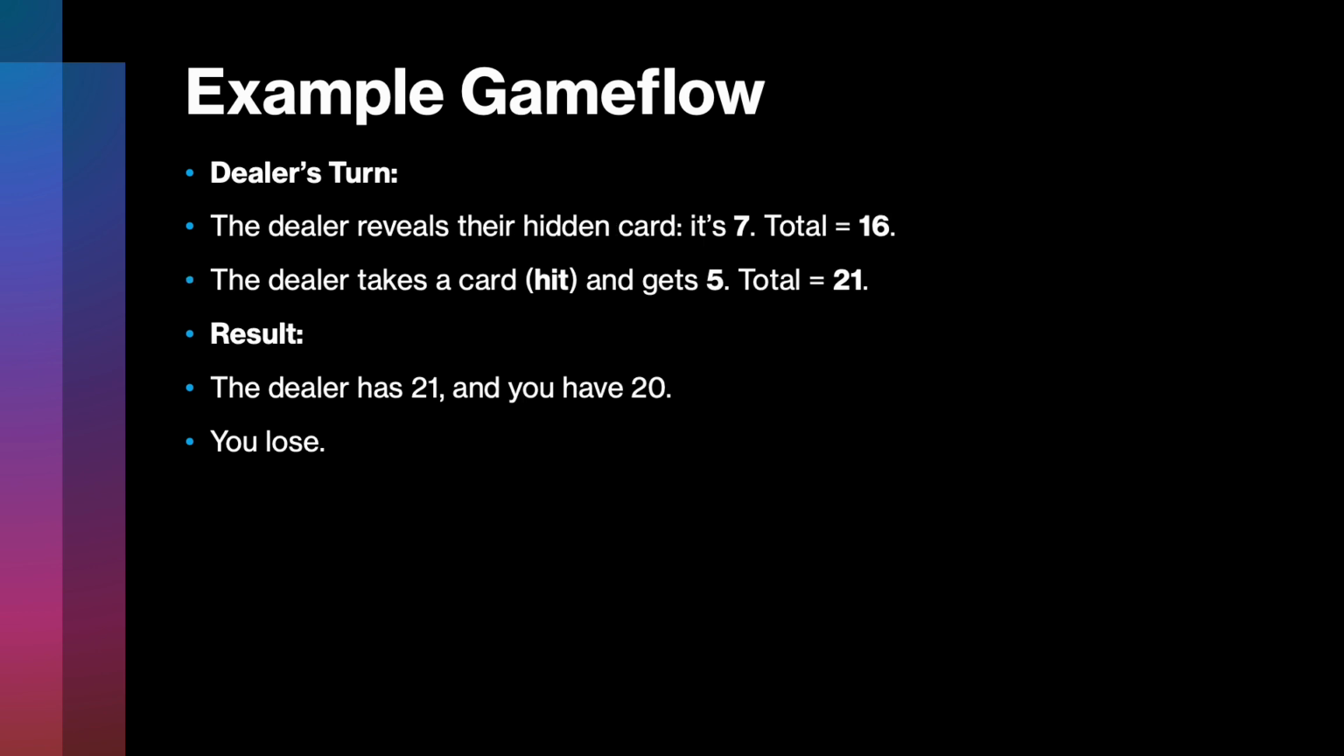Now it's the dealer's turn since we decided to take a stand. So the dealer reveals their hidden card and it turns out to be 7. So the total is 16. The dealer then takes a hit because the total is 16, and they get the card 5. So their total is exactly 21. So as a result, the dealer has 21 and we have 20. So the dealer wins and we lose.